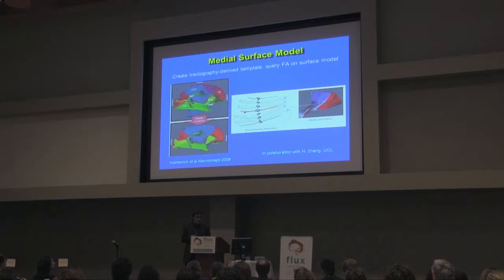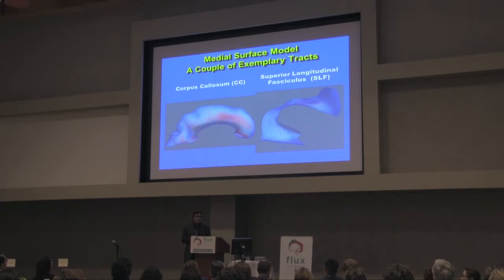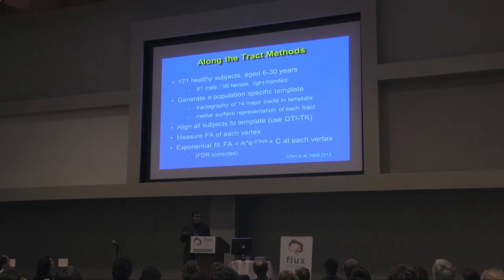And these are some examples of two of the tracts that I want to talk to you about today, which are the corpus callosum and the SLF. And you can see that you have all these nice little vertices where you can then do statistics to compare your different individuals. So what we looked at was our population of healthy subjects, in this case 171 subjects aged 6 to 30, but equivalent male and female. And what we did is generate a population-specific template, and then we do tractography of 14 major tracts in that template itself. I'm just going to talk about two of the tracts today.